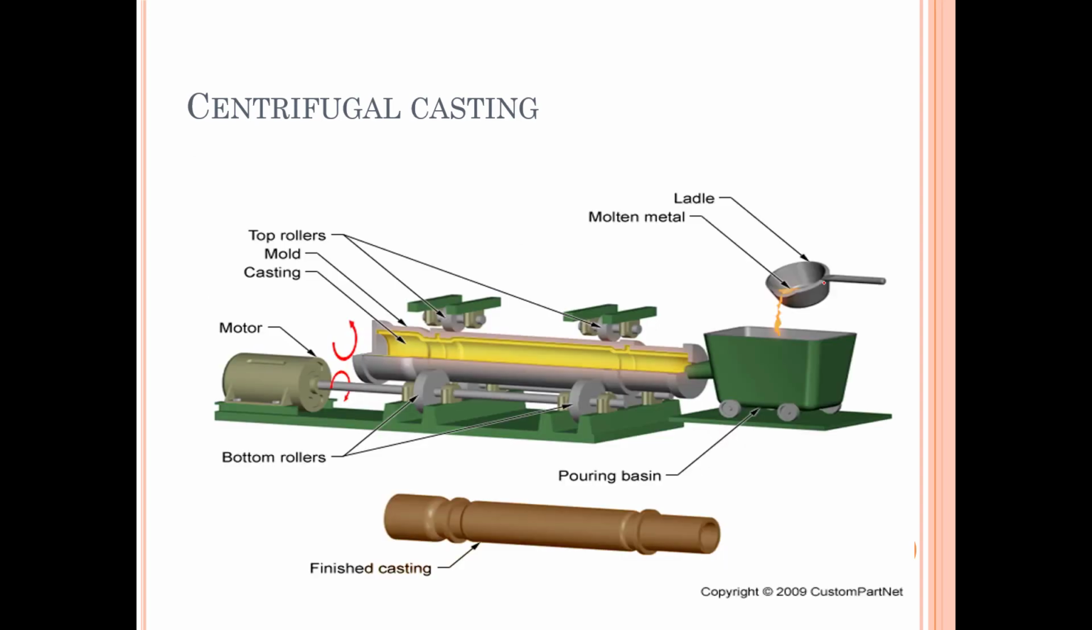So this is the centrifugal casting setup. So we have the rollers. We have rollers here, and here we have the mold, and the motor will rotate. So we are pouring the molten metal here by using a ladle, and this will be injected into the mold. This motor is for creating rotary movement, and this is the pouring basin here, and we are getting the finished casting.